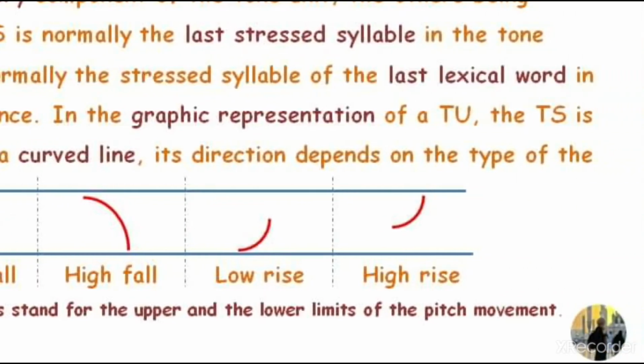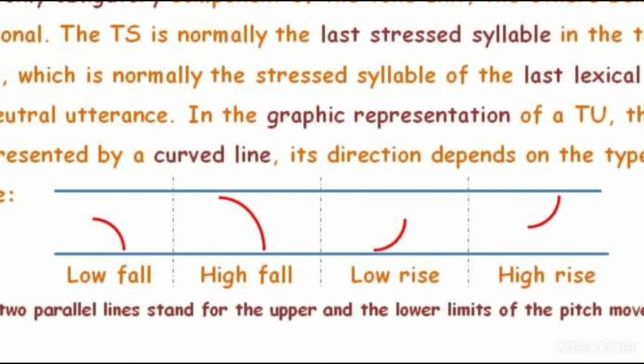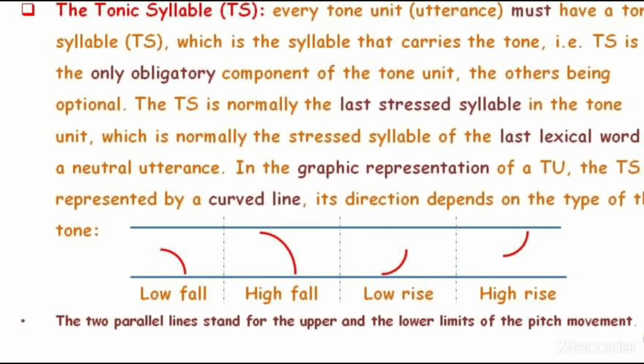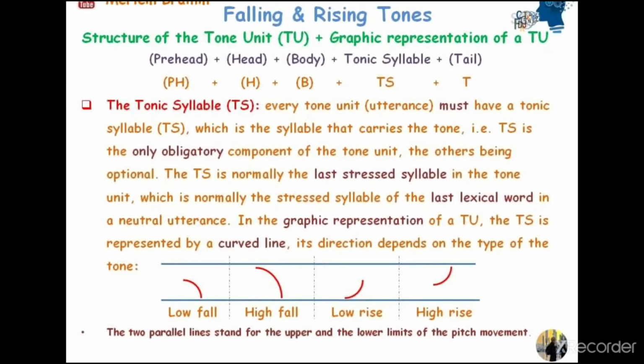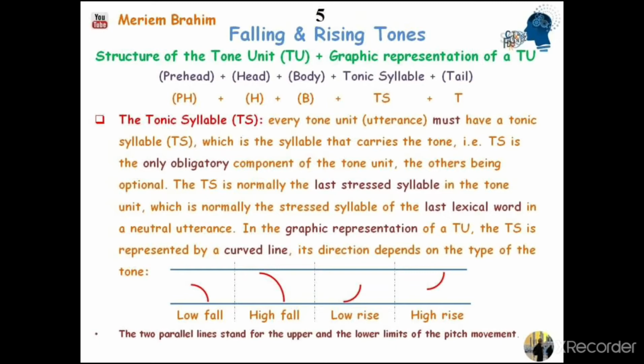The two other rising tones, when we want to represent them graphically, we start with the low rise. The low rise is a curved line as well, starting from a low level to a mid-level. However, the high rise starts from a mid-level and goes to a high level. So this is how we represent the TS in a graphic representation, for all the different tones that we are going to see in this lesson. So the first element is the tonic syllable, which is an obligatory element, and it is represented by a curved line in the graphic representation.